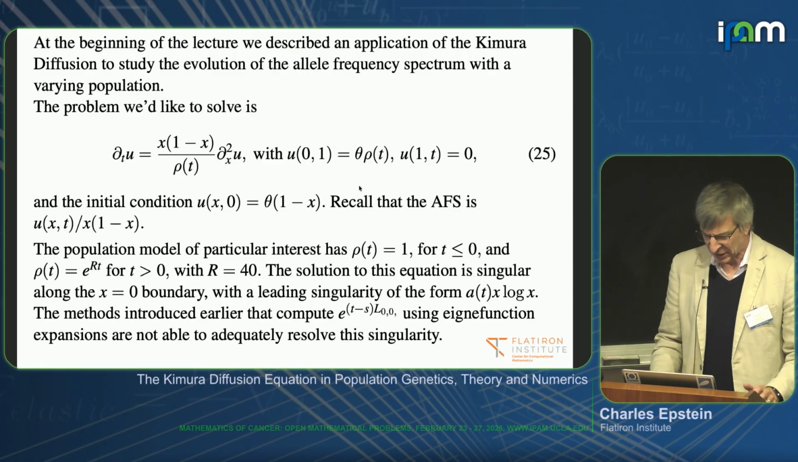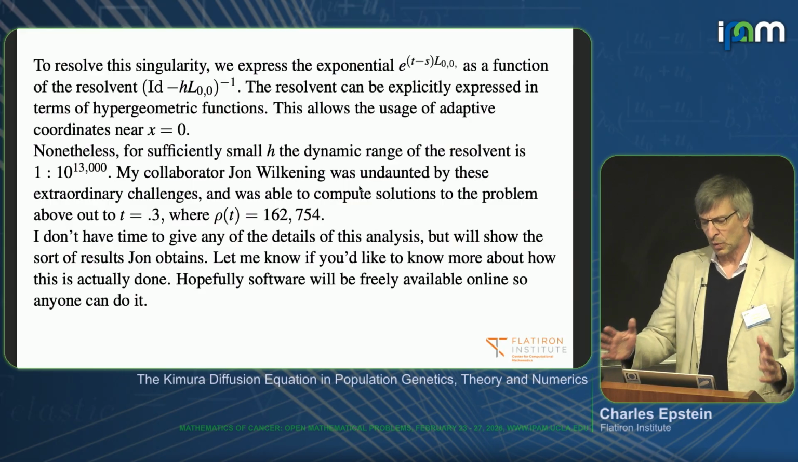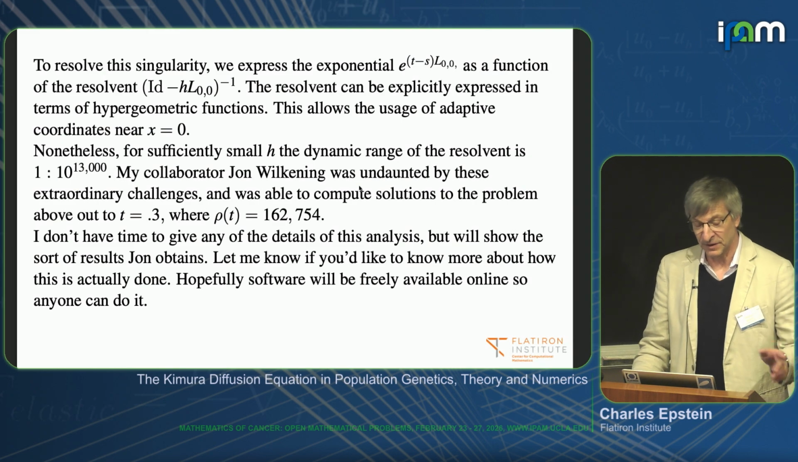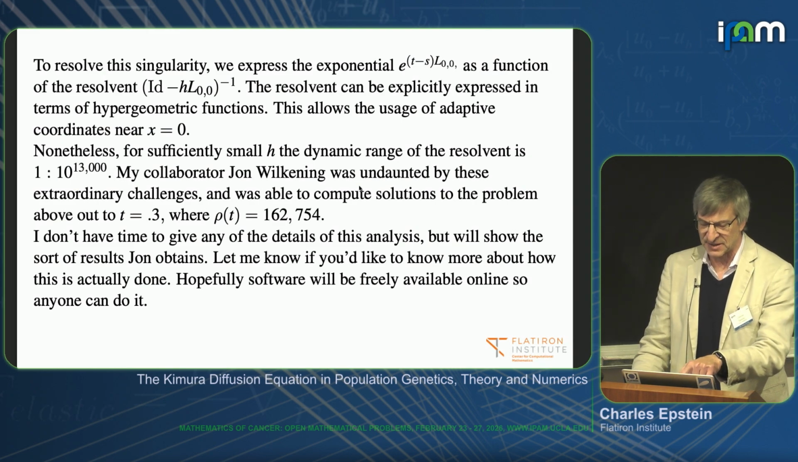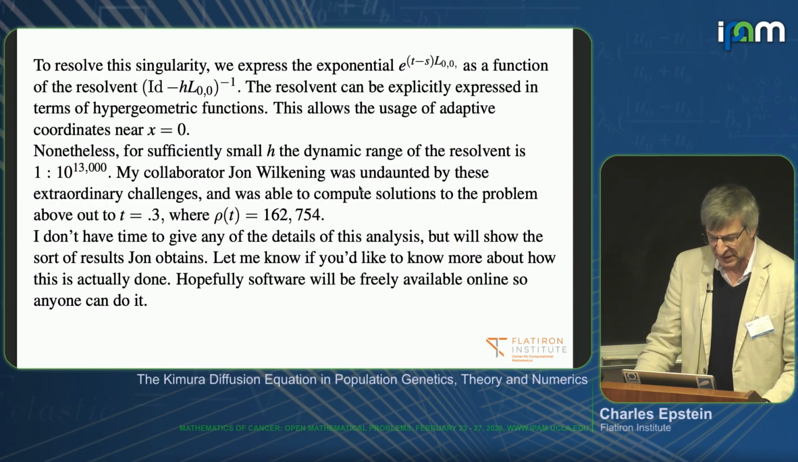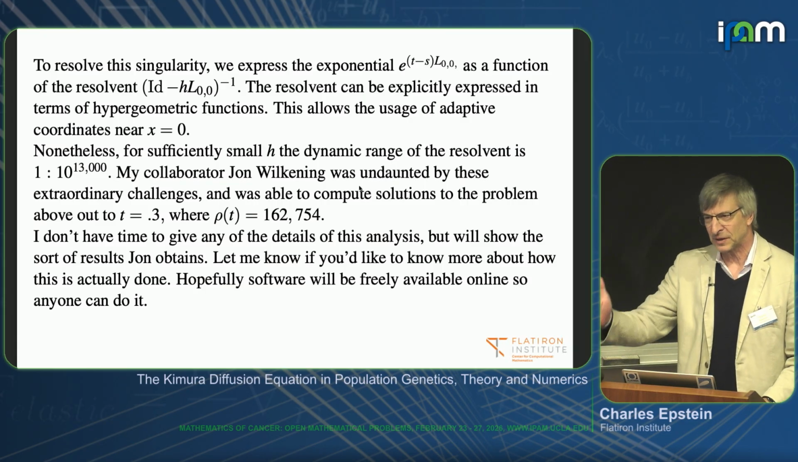And so my extraordinary collaborator, Jon Wilkening, and I worked out a way to use the resolvent kernel, the inverse, like 1 minus h L naught 0 inverse, to write the exponential as a function of the resolvent. And you think, oh, well, that's okay, because you can write down a formula for the resolvent. It's just a product of hypergeometric functions, which are slightly exotic, but perfectly okay.